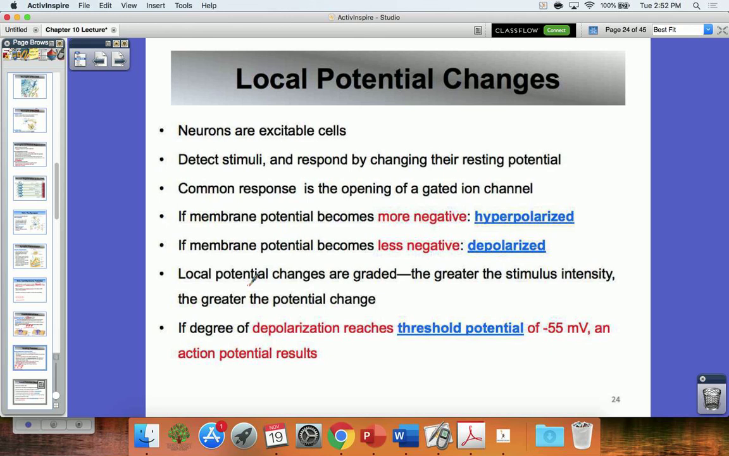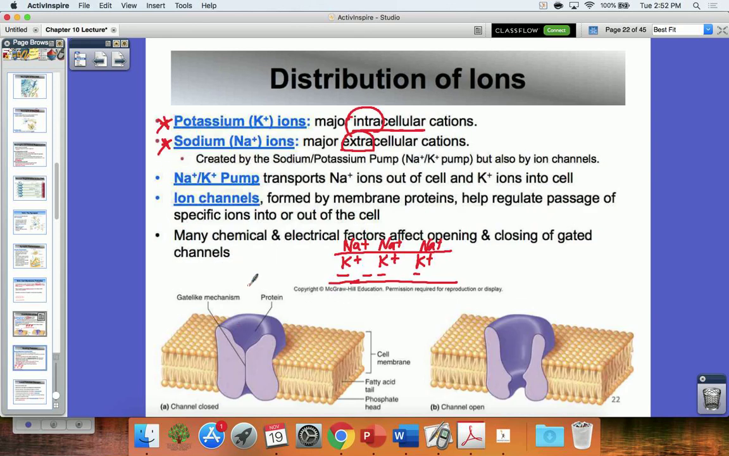So, we know that neurons are not going to always be at rest. They're going to be sending and receiving signals all the time, depending on the stimulus that it receives. So, that means it can become either more negative or less negative. Okay? So, again, remember, we have all these ion channels. Go back to this picture here. All these ion channels that are allowing potassium and sodium in and out, and then other ions in and out.